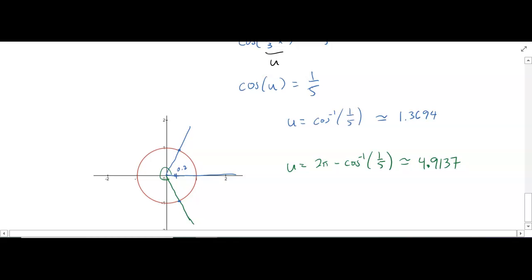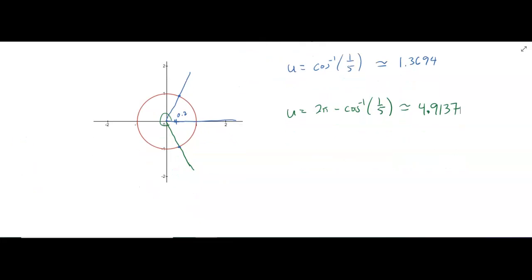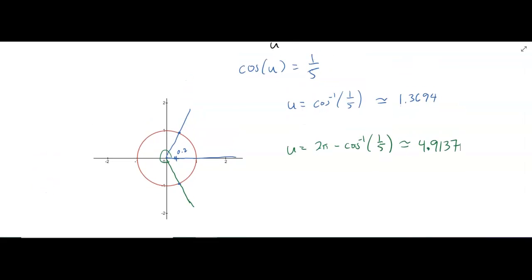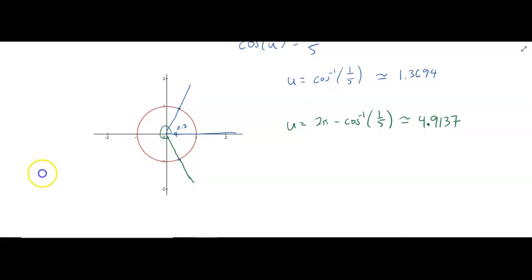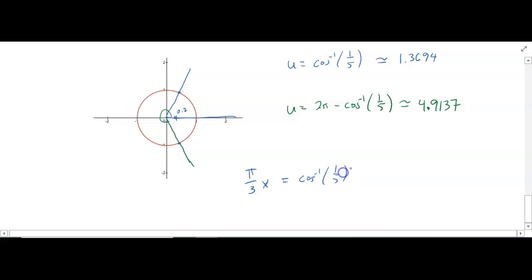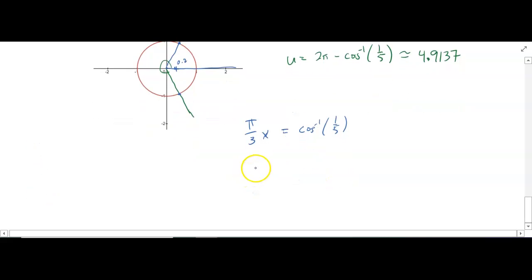Now to find the first two positive solutions, what we actually want to do is write down the general solution by undoing this substitution. We're going to replace u now by pi over 3x. So really what we have here is pi over 3x would equal inverse cosine of 1/5 or 0.2. And then separately, we'd have pi over 3x would equal 2 pi minus inverse cosine of 1/5.